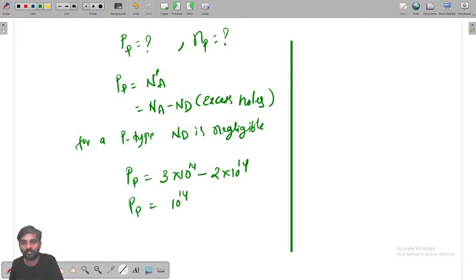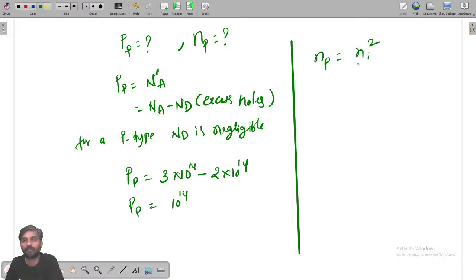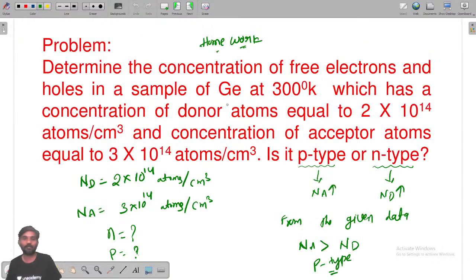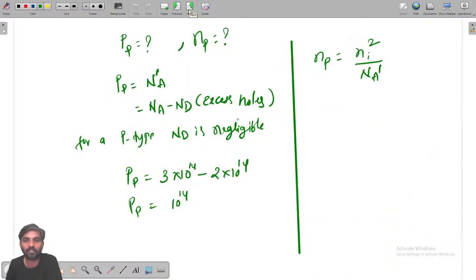Now what is the electron concentration? What is the formula for Np? Np is equal to Ni square by NA dash. So what is Ni? Is any Ni value given? No. But I have told you to remember the values of intrinsic concentration for germanium and silicon.